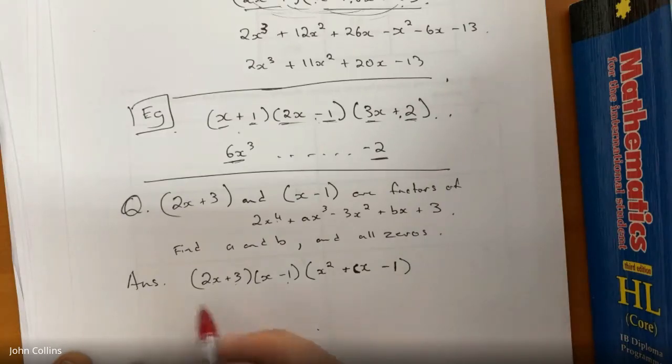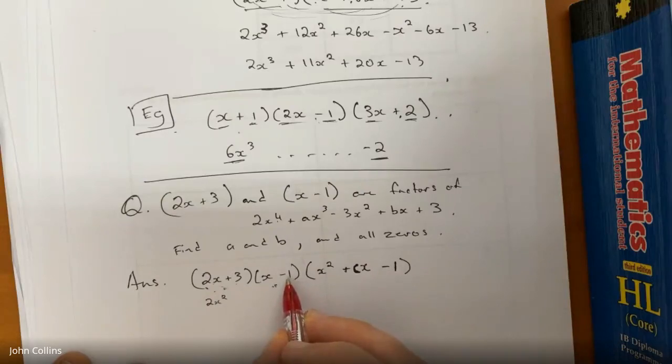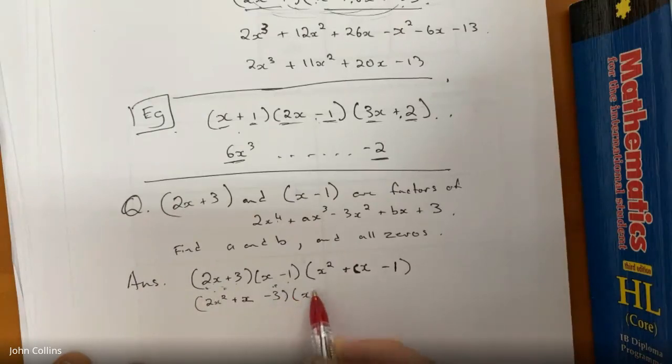Okay, I can combine these two into a quadratic if I want. 2x squared, minus 2x plus 3x, so that can be plus just x, I think. And I'm going to have a minus 3. So that's just multiplying that out. If you need to do that slower, you can.